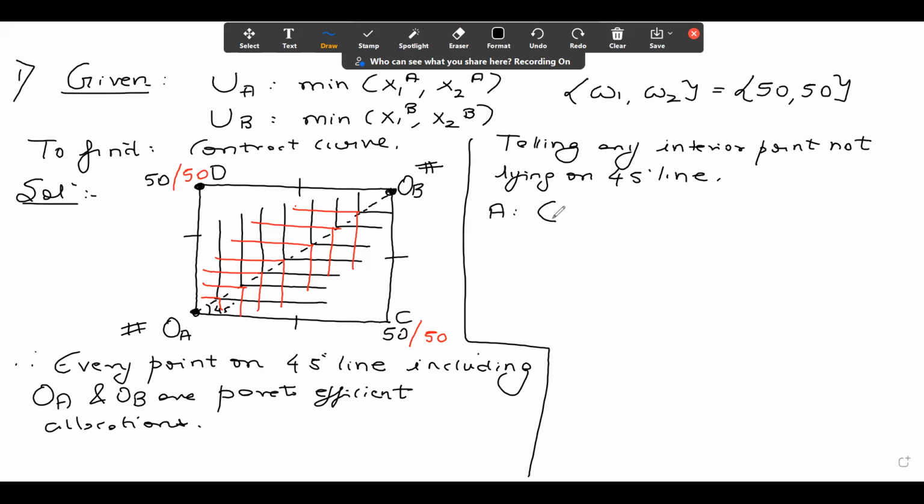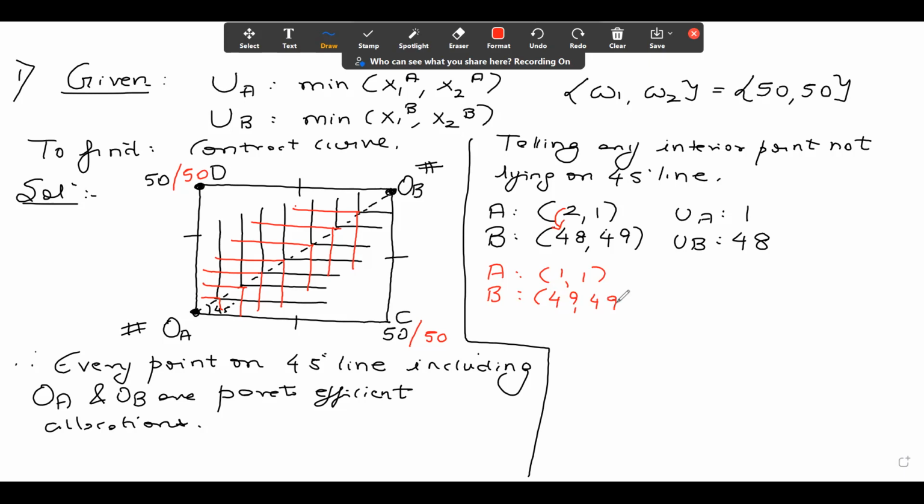Suppose I take the point as 2, 1. Suppose A has 2, 1, and suppose B has, what's the remaining left? 48, 49. What is the utility A gets from its own bundle? 1. Utility which B gets from its own bundle, 48. Let's try to make one of them better off. Suppose I try to make B better off. You can clearly see A can give 1 unit of the first good to B. So my allocation will be 1, 1, and B has 49, 49.